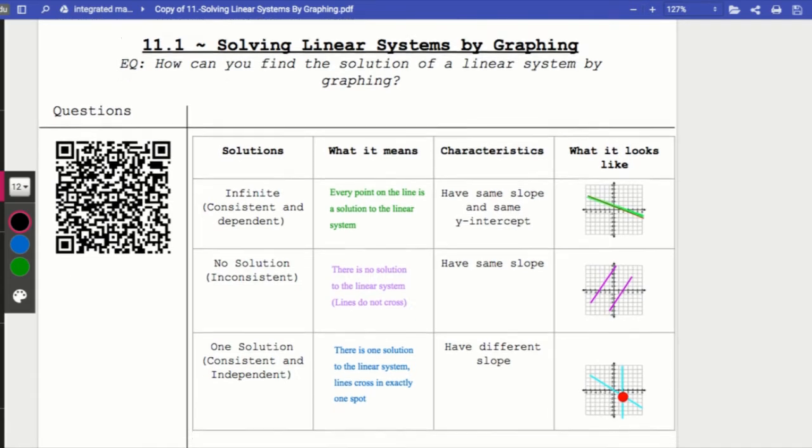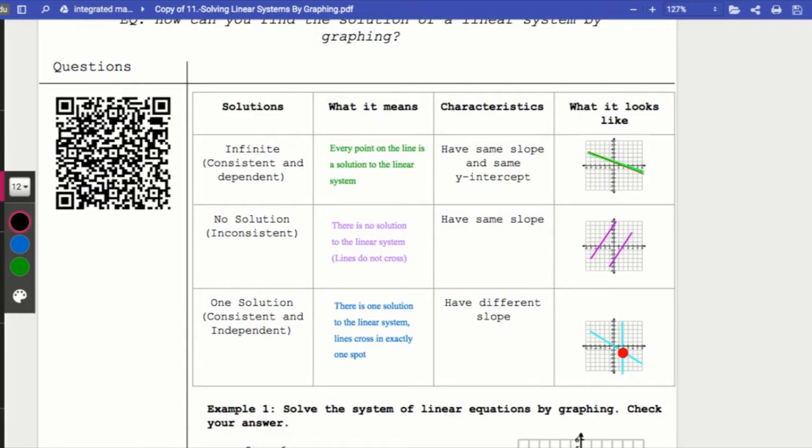No solution means that there's no solution to the linear system, or the lines do not cross. What the equations have in common is that they're going to have the same slope. When I look at the graph, see how they have the same slope? They're both going up and over the same amount. But notice that they don't cross. If it looks like this, it means that it has no solution.